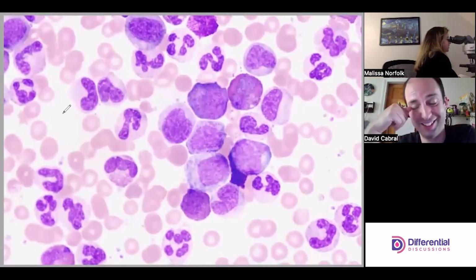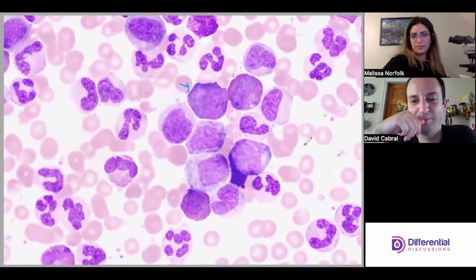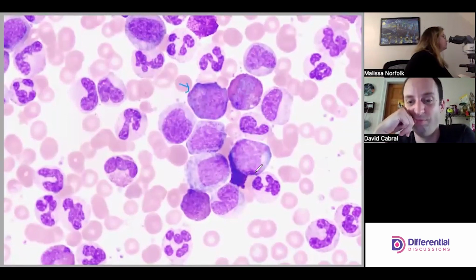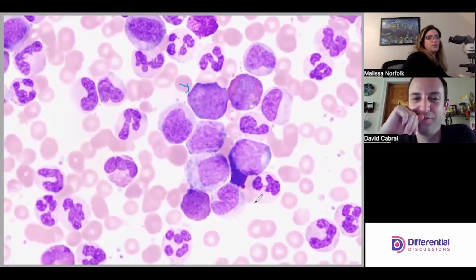I was looking at the really nice promyelocyte here. And then I was looking at this thing, and I think that's a blast tucked with a baso that's completely squished. Wow, that's cool. It's really funky looking.